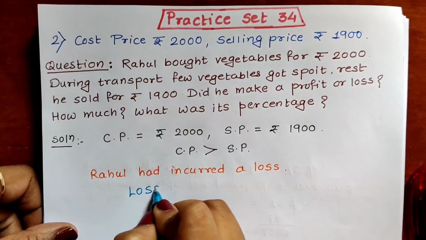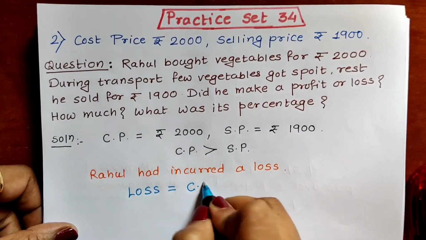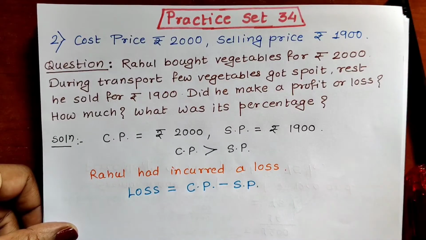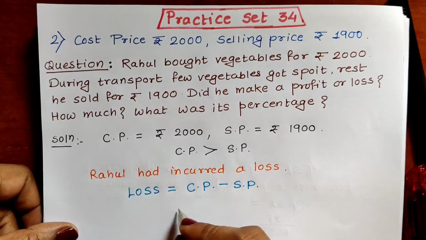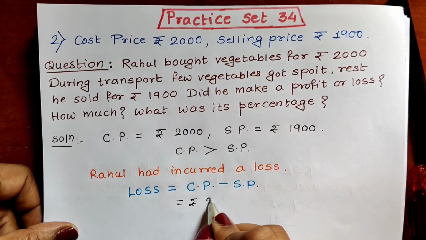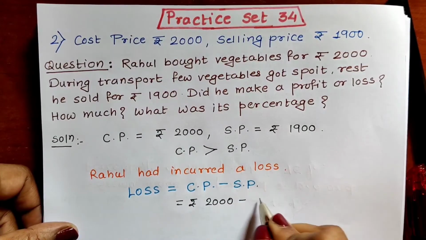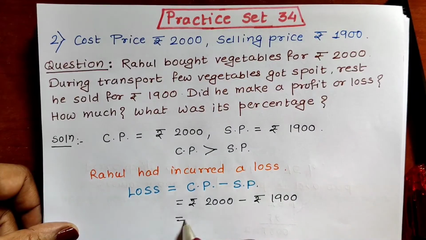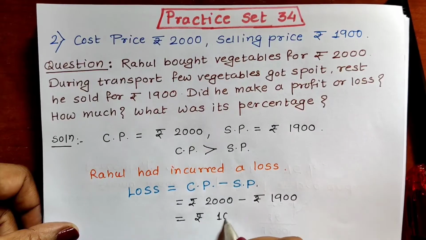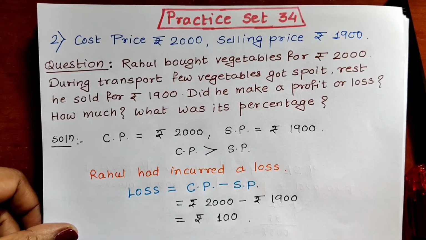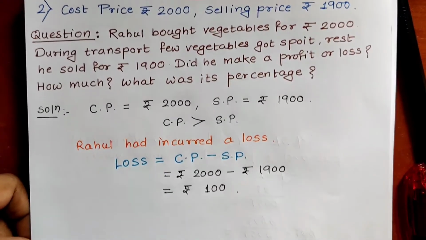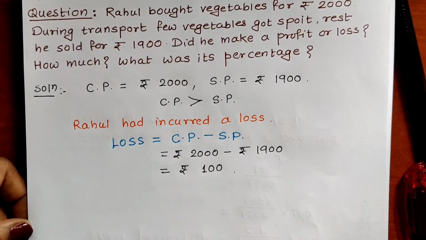Loss equals CP minus SP. Put the values. CP is rupees 2000 minus SP is rupees 1900. What will be the subtraction answer? 2000 minus 1900 is rupees 100. This much loss he had incurred. Now we have got the loss. After getting the loss, we can find out the loss percentage.